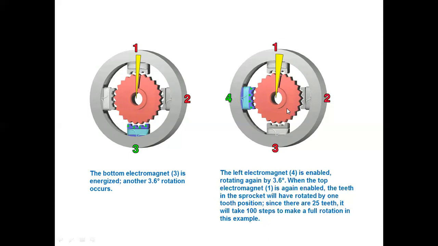Sorry, 3.6 degrees is the angular displacement. Next, how many steps does it take to complete one revolution? It should be 100 steps, and the rotor rotates step by step. Each step angle is 3.6 degrees. So 100 times 3.6 degrees gives a total angular displacement of 360 degrees. Like that, the displacement of the rotor is possible.